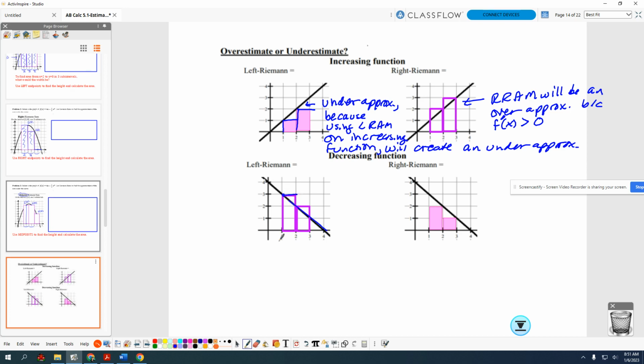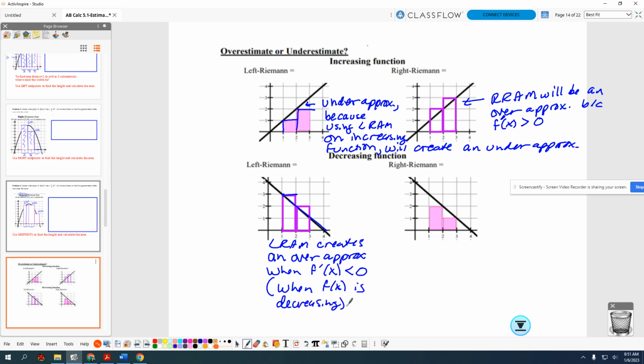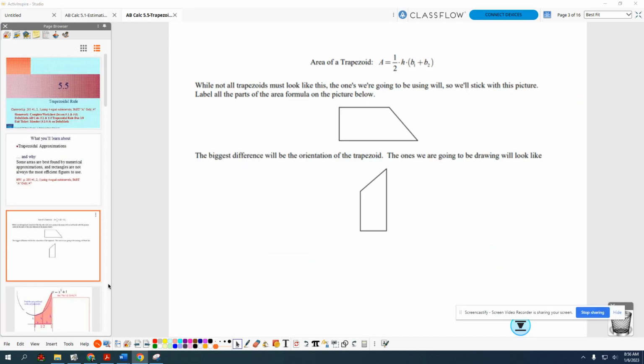If it's decreasing, LRAM creates an over approximation when f prime is less than 0. That means when the function is decreasing. And when the function is decreasing, we're using RRAM, it will be an under approximation. The function is decreasing.